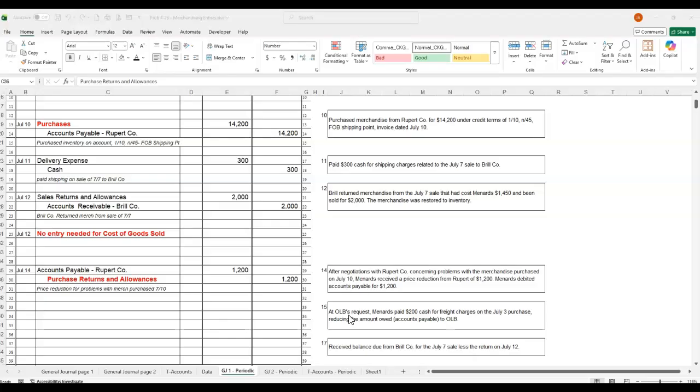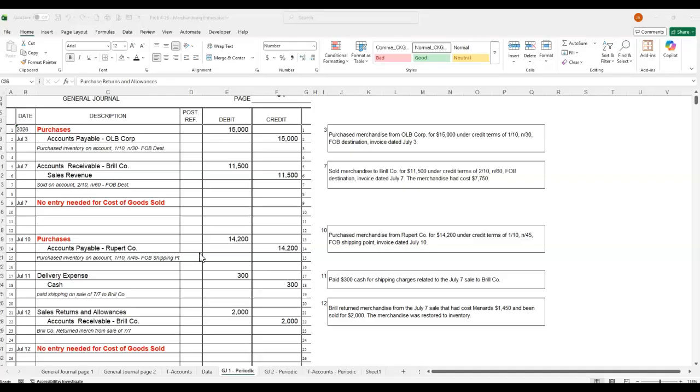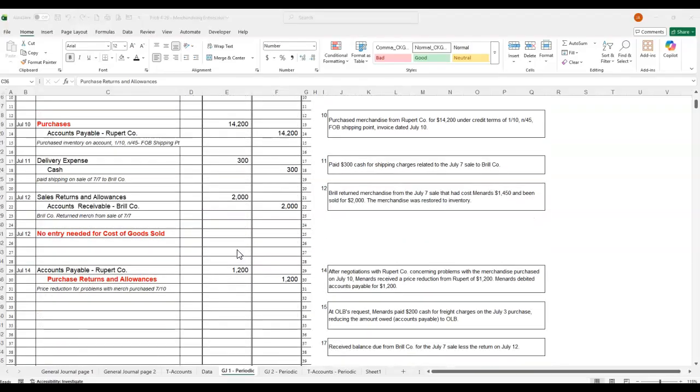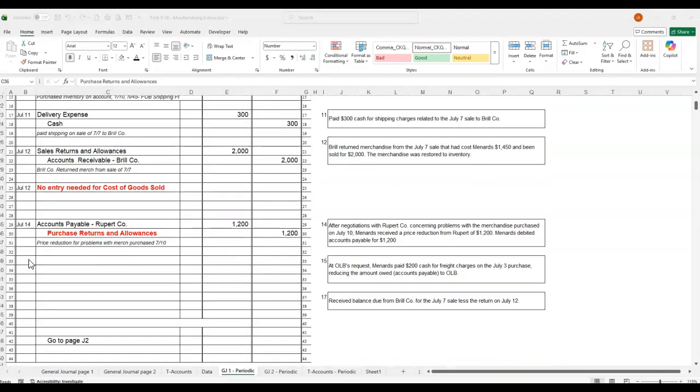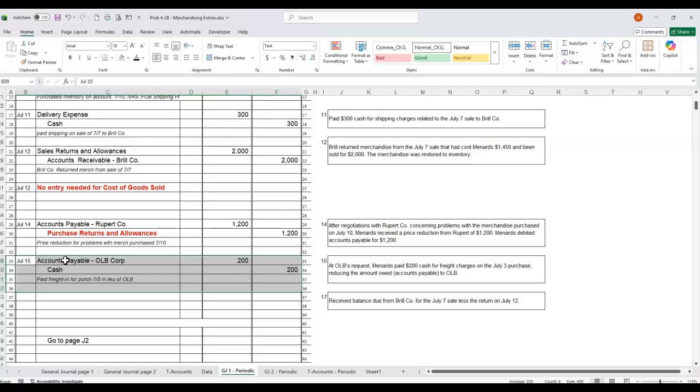OLB requested that we pay the freight charge. Now, if you look up at the purchase from OLB, it was purchased FOB destination, so we shouldn't have had to pay the freight charge. So since we're doing that for them, they're just going to reduce the total cost of the whole thing by $200. It means we're going to pay the same amount; part of that is just going to be freight for this guy. So we're just going to reduce the accounts payable to OLB by $200 and credit cash.